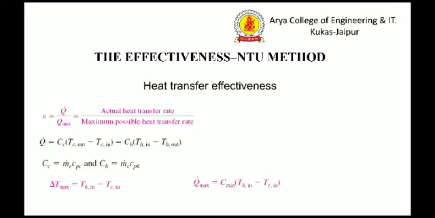Now the effectiveness NTU method. Heat transfer effectiveness is given by epsilon is equal to Q upon Q maximum, that is equal to actual heat transfer rate upon maximum possible heat transfer rate. Actual heat transfer rate is given by Cc into (Tc out minus Tc in) for cold fluids, and for hot fluids Ch into (Th in minus Th out). So we will get the delta T maximum, that is equal to Th in minus Tc in. So Q maximum is equal to C minimum (Th in minus Tc in).